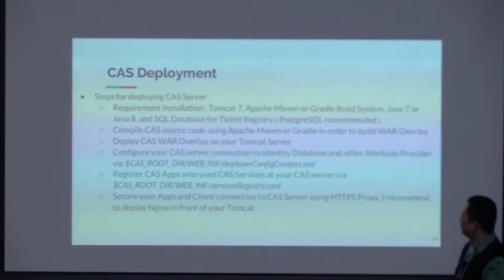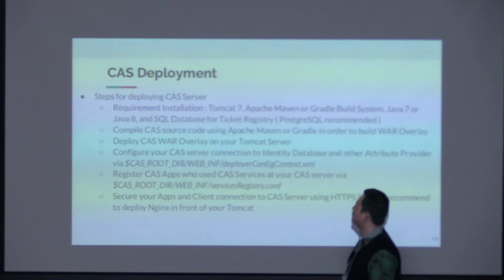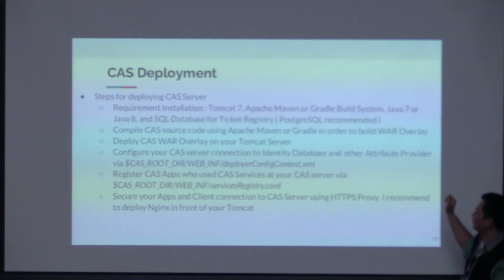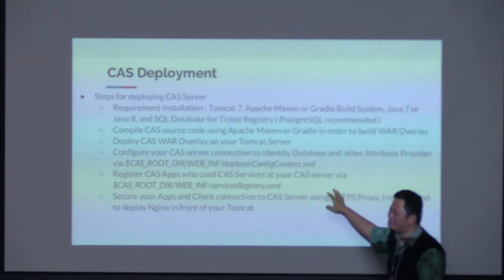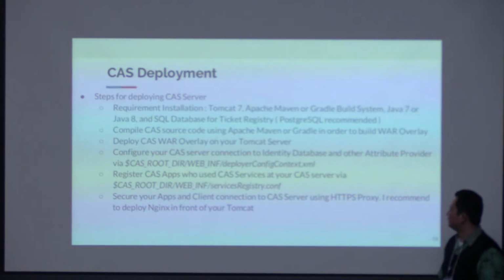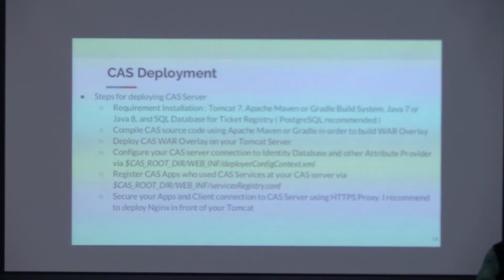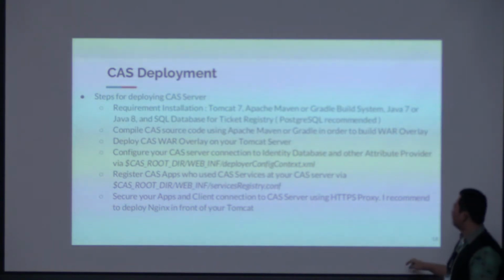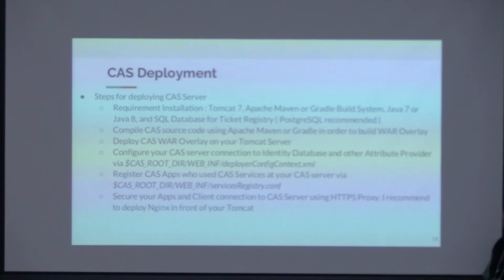So compile the CAS source code using Maven or Gradle in order to build the WAR. This is the deployable web overlay. Then deploy the WAR on your Tomcat server. There are two very important configuration files. First, the database identity connector and the attribute provider can be edited with this file. I cannot show you the whole file, it is quite long. We also register the apps, the apps that use the CAS server. The last part is to secure your CAS server. Yes, the transaction must be secure. The tickets exchanged within the system must be passed to the CAS proxy over HTTPS. I deploy Nginx in front of my Tomcat.